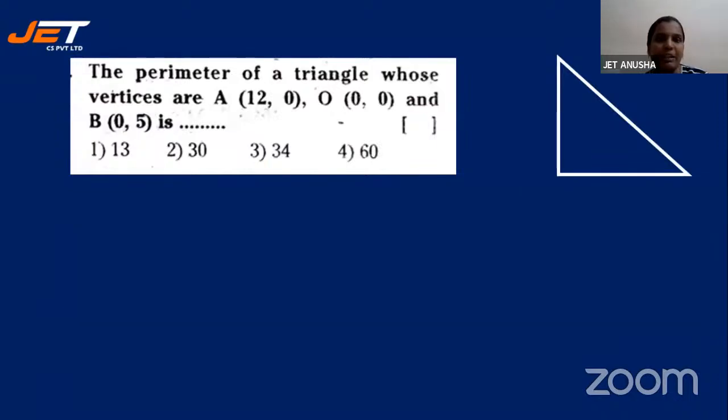Next, the perimeter of a triangle whose vertices are A of 12 comma 0, O of 0 comma 0 and B of 0 comma 5 is. Let's see who will give me the correct answer. First option is 13. Second one is 30. Third one is 34 and fourth one is 60.